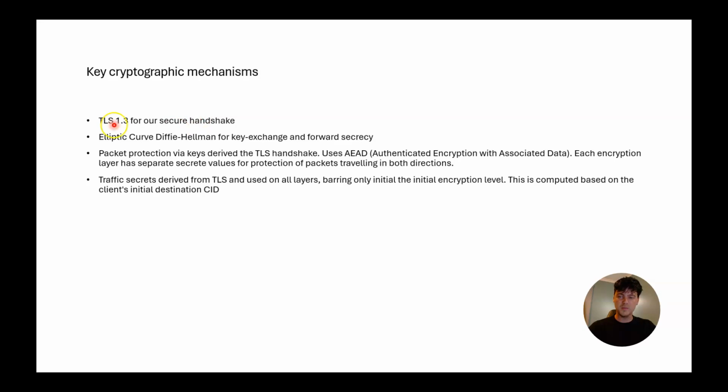For key cryptographic mechanisms, we have the elliptic curve Diffie-Hellman for key exchange and forward secrecy. We have packet protection via keys derived from the TLS handshake. This is using authenticated encryption with associated data. And the idea here is that each encryption layer has separate secret values for protection of packets traveling in both directions, which is good because streams can be bidirectional or unidirectional, and they can be initiated by either the server or the client. We have traffic secrets derived from TLS and used on all layers, barring only the initial encryption level. This is computed based on the client's initial destination connection ID.